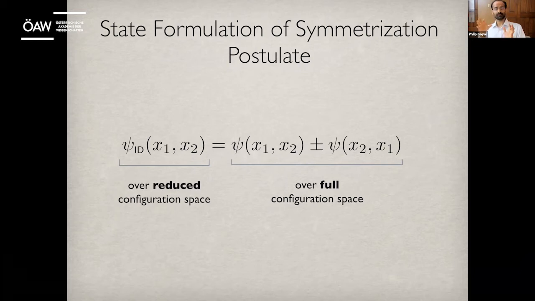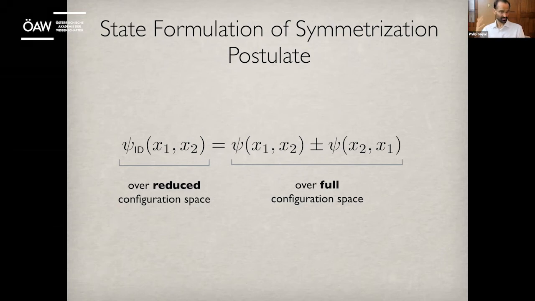What ends up happening is that you see the symmetrization postulate in a completely new light: on the right-hand side, the two functions are defined over the full configuration space. So x1 and x2 are both over R, so (x1, x2) is over R squared. But x1, x2 on the left are actually defined over the reduced configuration space. So another way of saying this is that on the right-hand side, x1 and x2 refer to the positions of particle 1 and particle 2, just as we ordinarily think of it. But x1 and x2 on the left-hand side refer to the location of the leftmost and rightmost detections. So on the left-hand side, there are no particles, there are only detections. And this statement only holds over reduced configuration space.